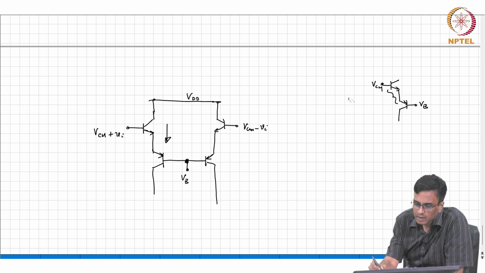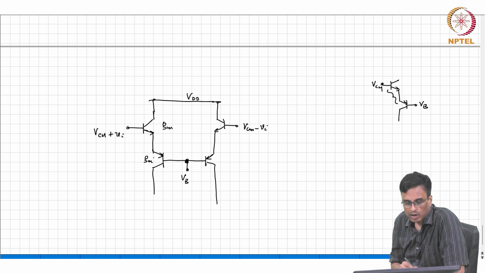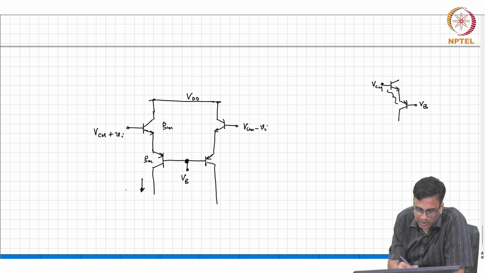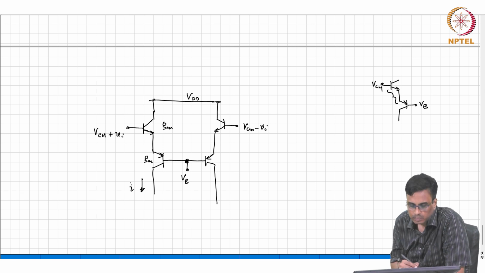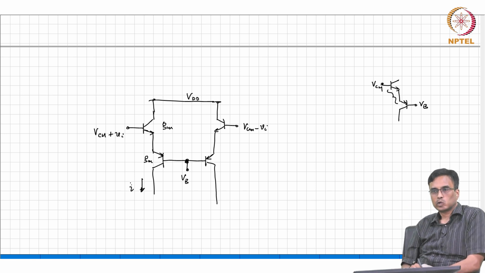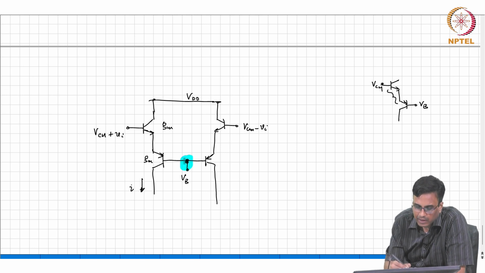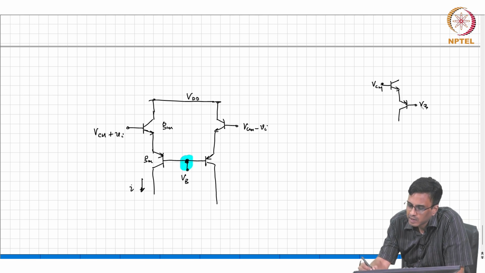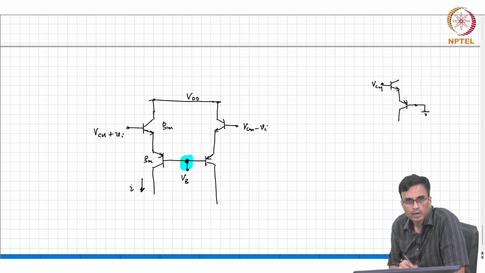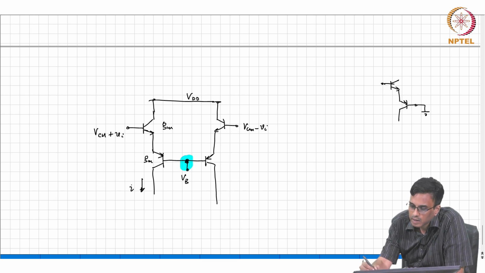So there is some quiescent current, and if you assume that the Gm of these transistors is denoted by Gm, what comment can you make about this incremental current? Let us assume beta is infinite. What is this voltage for incremental signals? It is ground. So basically what you have is something like this. This is Vi, this is ground. I am interested in finding this current I.